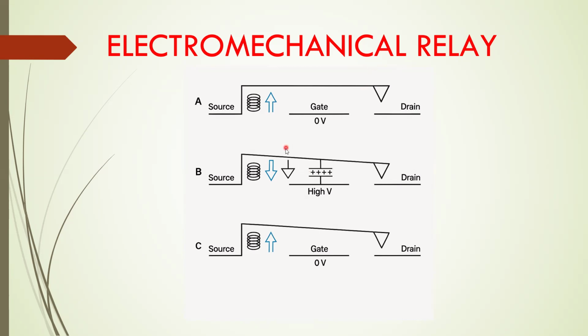So what you see in the schematic here, you have three parts of the schematic: A, B, and C. In all three parts, you have three pins: source, gate, and drain. So let us now understand how this electromechanical relay performs a switching action.